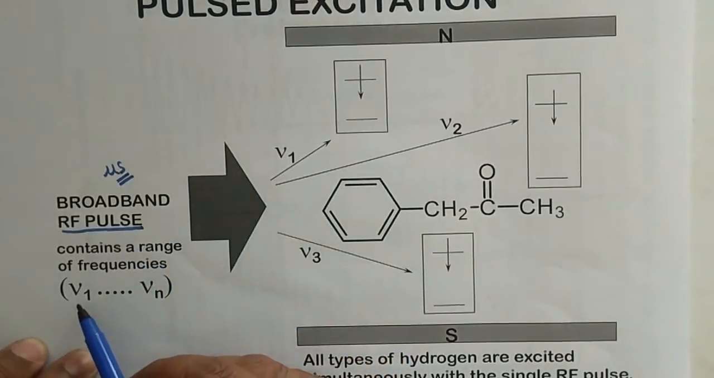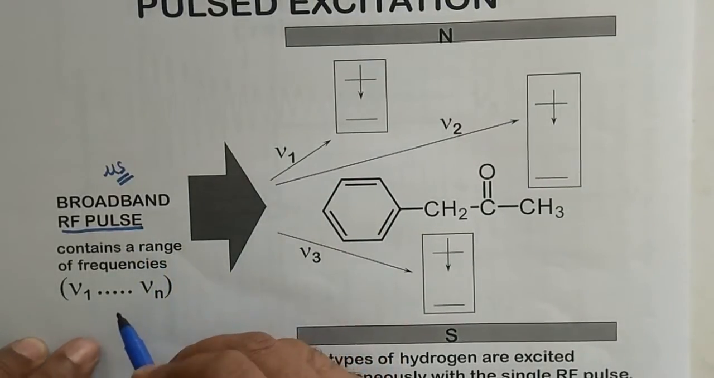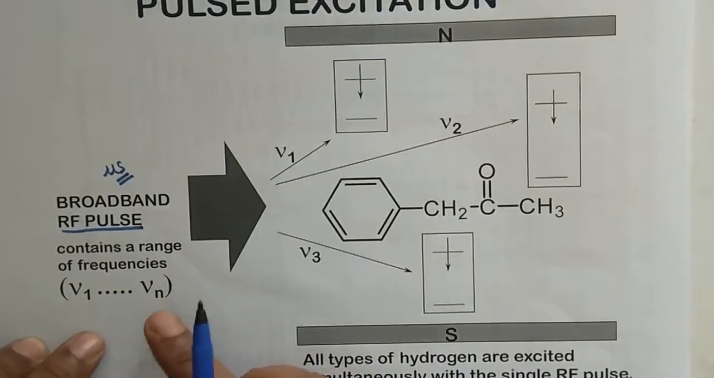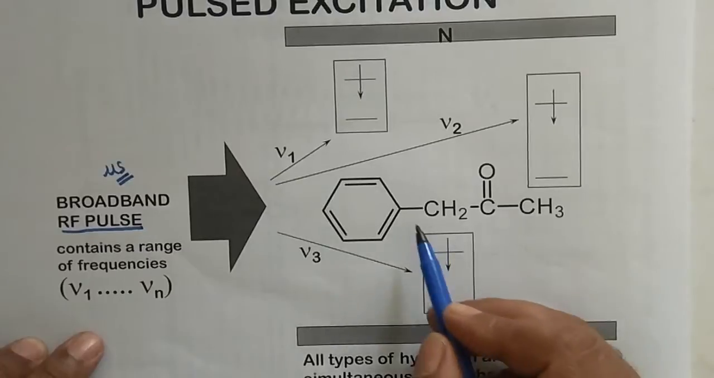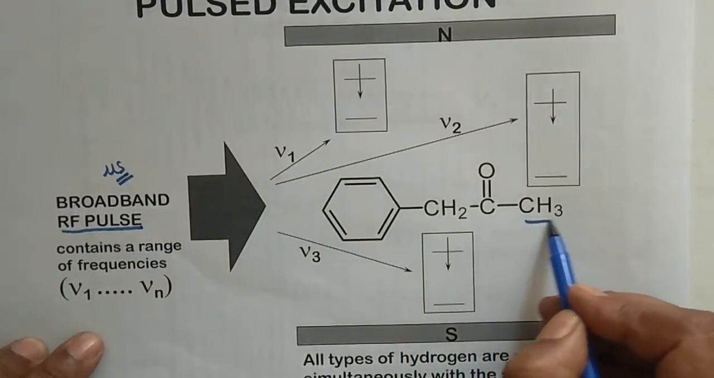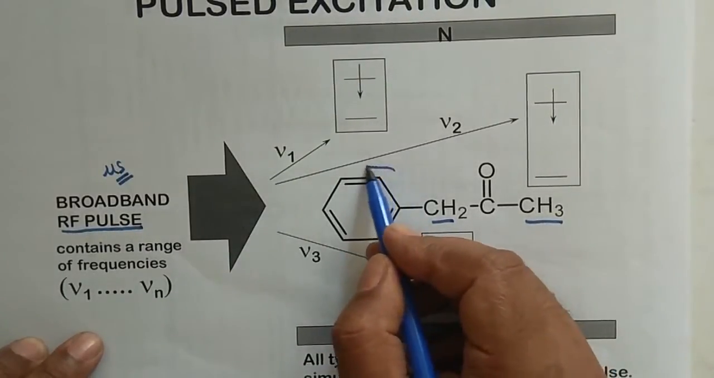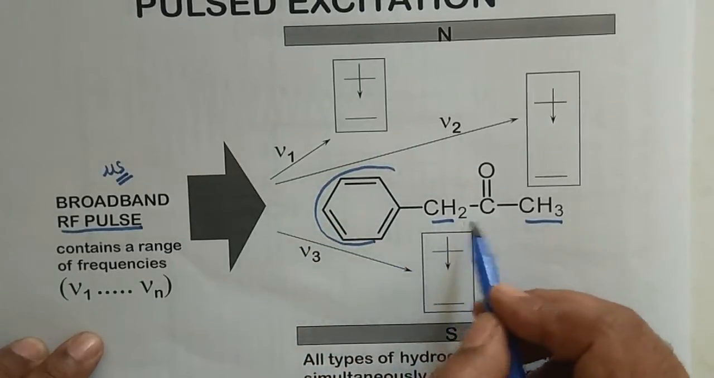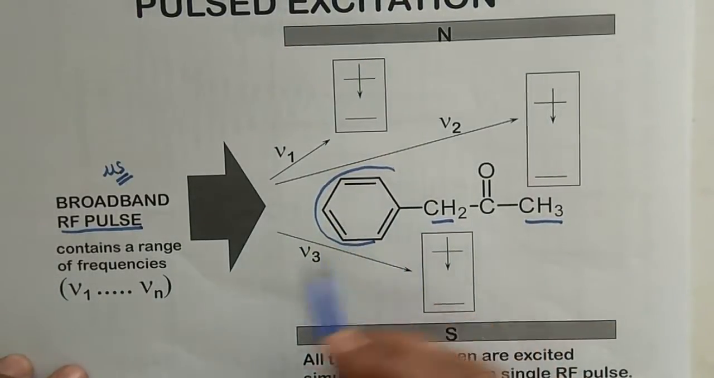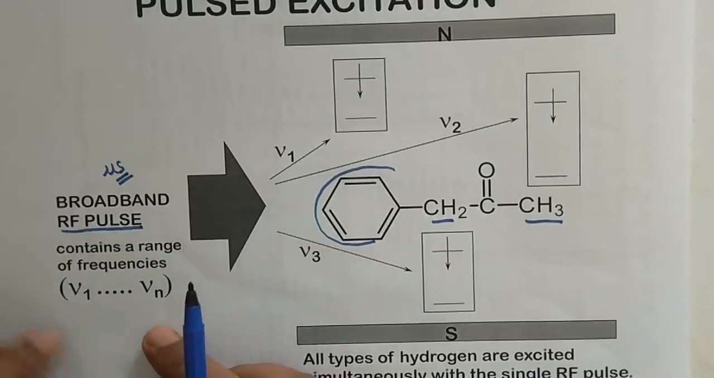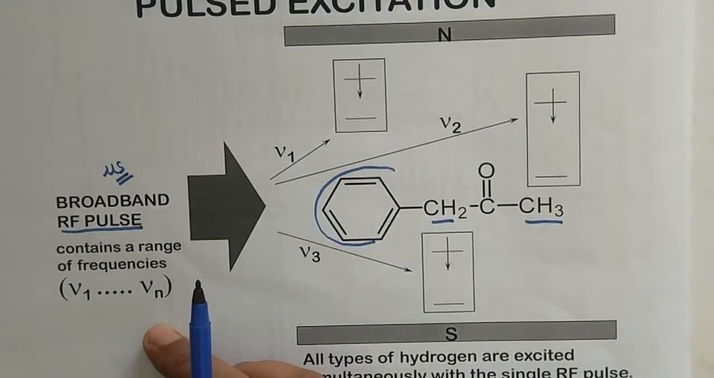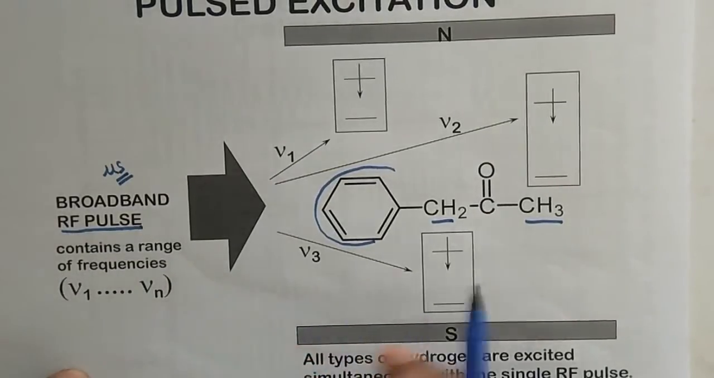This pulse actually contains the various kinds of frequencies which are needed to excite the different kinds of protons. So if this molecule has 3 sets, this is set 1, this is set 2, and this one is set 3. For excitation of these 3 sets, all the ingredients are there in the short burst RF pulse. Okay, and when you do this, what would happen?